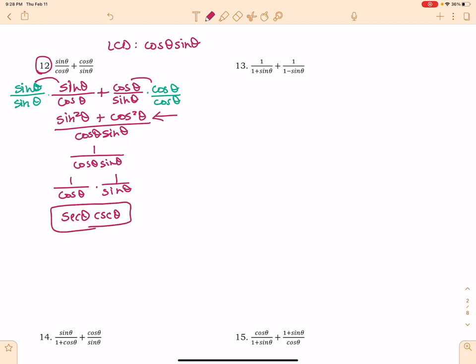Life is good. Okay, on number 13, we're going to do the exact same thing, because we can't replace 1 plus sine theta or 1 minus sine theta with anything. Anytime you have sine and it's not squared and it's added to 1, you can't do anything with that. So we're going to create our LCD here. It needs to have a 1 plus sine theta and a 1 minus sine theta. So I've got to rewrite my problem here.